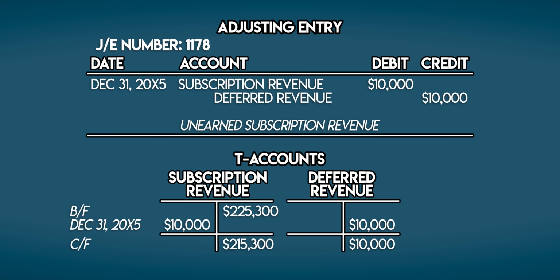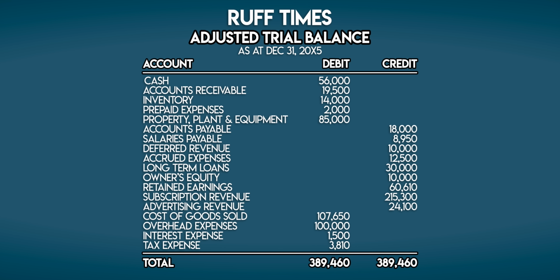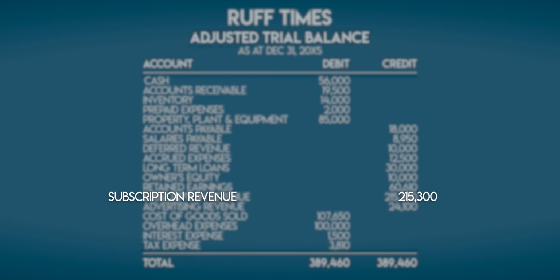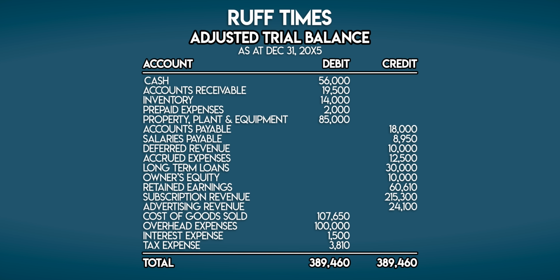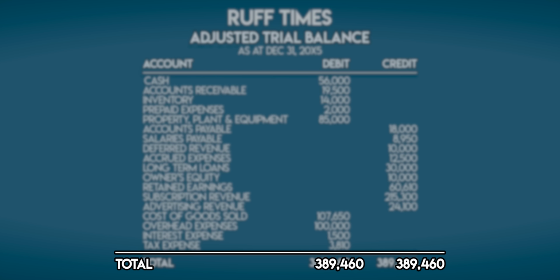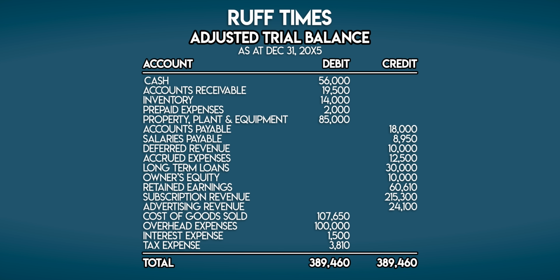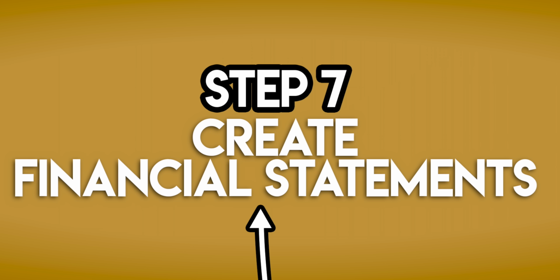Let's post this one to your general ledger and run ourselves a new adjusted trial balance. This time it's adjusted because you've posted your adjusting entries. We can see that your subscription revenue has gone down by $10,000 and your liabilities have gone up by $10,000. Your debit and credit totals still match each other because there were two equal and opposite sides to the journal. And now you're playing by the rules because you're following the accrual method of accounting. Nice one. Now we can create your financial statements.